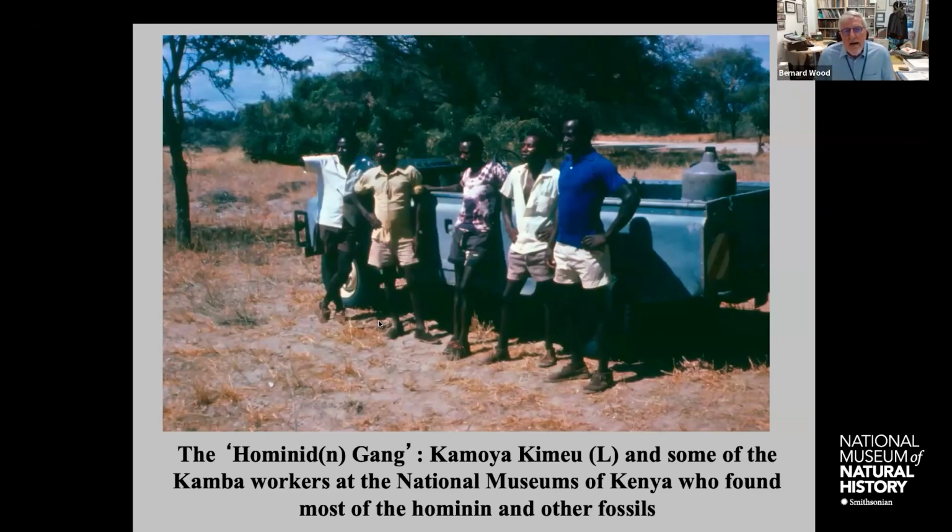A photo shows five men in shorts and button-down or polo shirts standing alongside a blue truck in an arid landscape. The truck bed is low. The hominid gang, Kamoya Kimeu, and some of the Kamba workers at the National Museums of Kenya who found most of the hominin and other fossils. And these are the Kenyans that found most of the fossils from Koobi Fora, on the eastern side of Lake Turkana, where I worked.